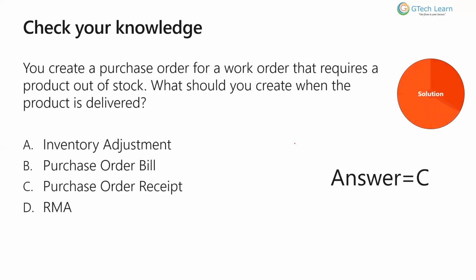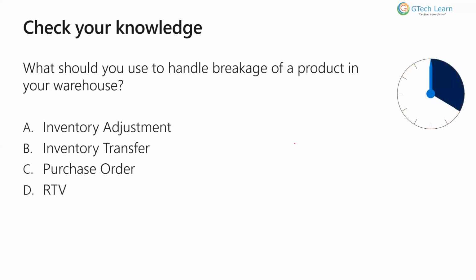Okay, so the correct answer for that question is going to be option C, purchase order receipt. The next question we are having in line is, what should you use to handle breakage of a product in your warehouse? Whether it's going to be option A, inventory adjustment, option B, inventory transfer, option C, purchase order, or option D, RTV. So let's get your answers on the chat and let me start my timer now.